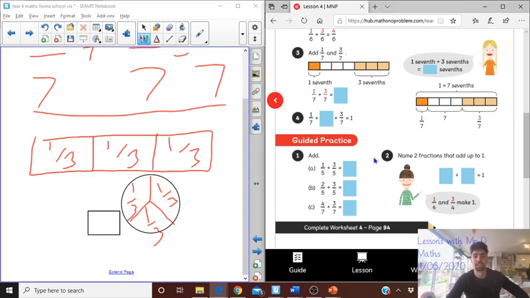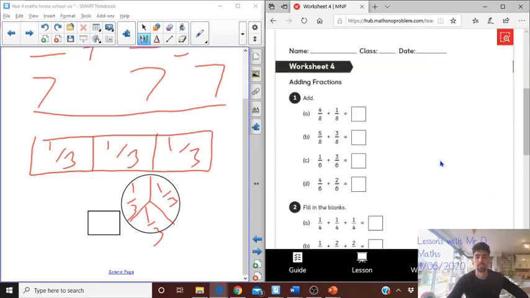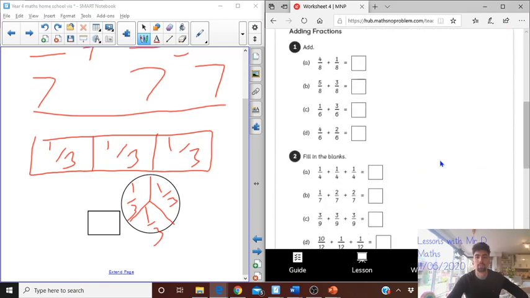Again, I'll leave you guys to have a go at these. If you're getting it wrong, I can imagine that you're adding the denominator. We've said do not add the denominators. The parts have to stay the same. It's the amount of parts you have that we're going to change. And then some more for you guys to get on with.